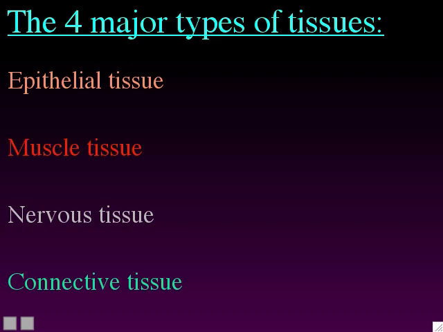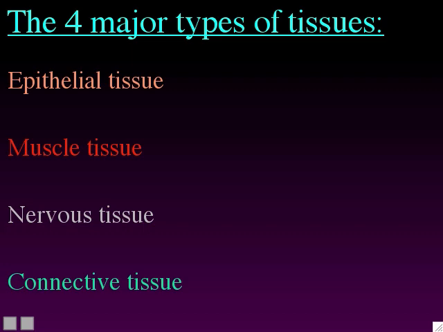Okay, so that's epithelial tissues. They form protective inner linings of all your hollow organs. The next tissue we're going to talk about is muscle tissue. Now, if I had to define muscle tissue in just one single word, the word I would pick would be movement, because that's what muscle tissue causes.